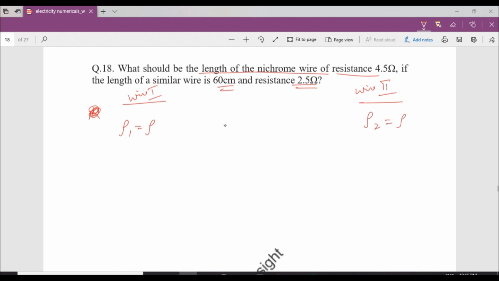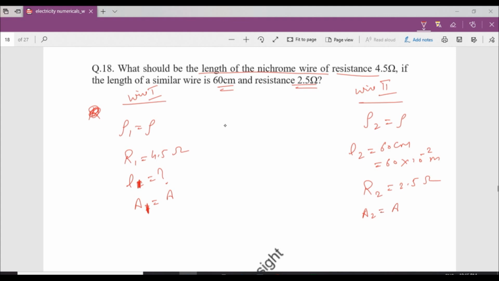Okay, so the resistance of the first wire is 4.5 ohm and the length of the second wire is 60 centimeter, or you can say 60 into 10 raised to power minus 2 meter, and the resistance of the second wire is 2.5 ohm. So we need to evaluate L1. Similar means area is also same. If A1 is A, then A2 is also A. So then what will be the resistance? R1 will be rho L1 upon A1 and R2 will be rho L2 upon A2.